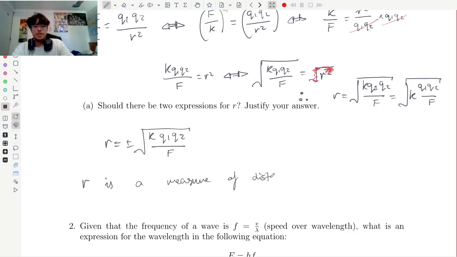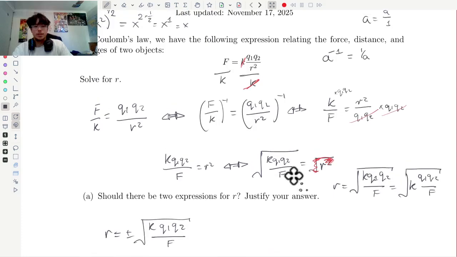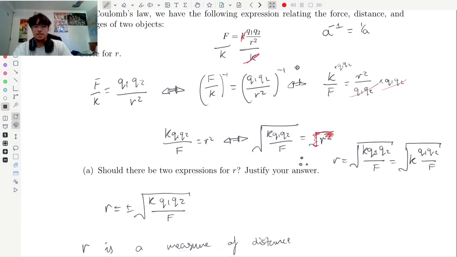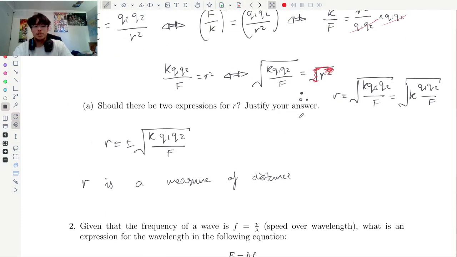of distance, because you see here, r is your distance. R is a measure of distance, so it doesn't make sense to have a negative distance.